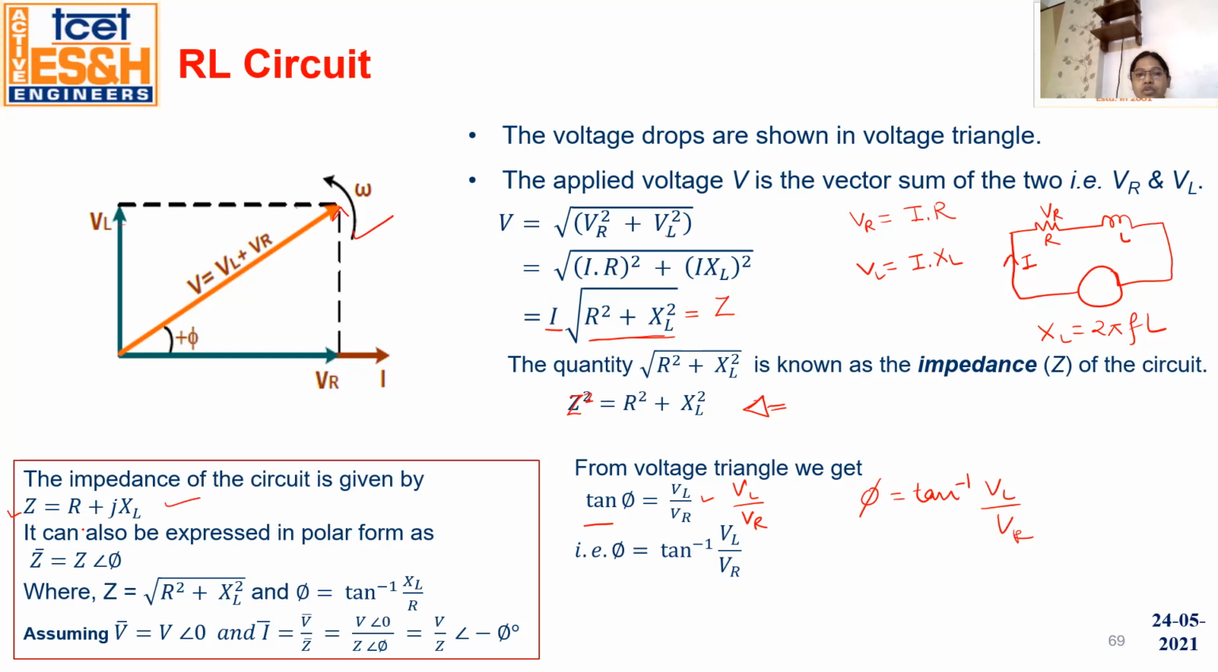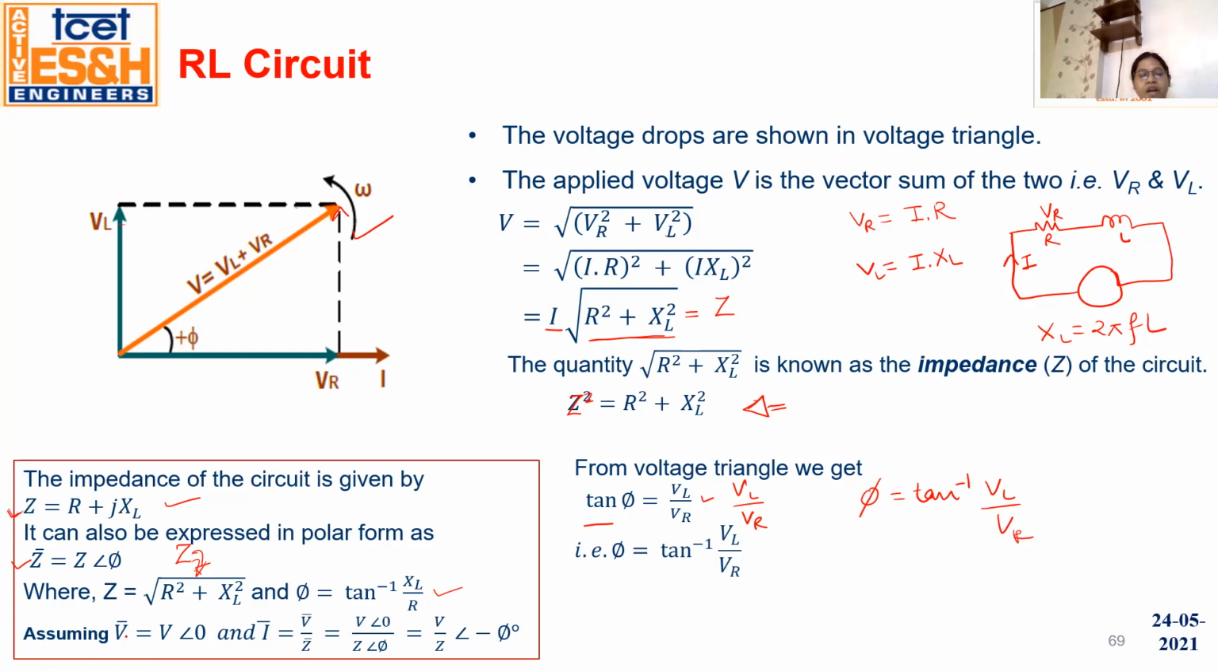And it is also represented in terms of polar. Polar means Z angle of phi. Now what is Z here? Z is like this: the square root of R square plus X square. This is the Z and this is the phi. So this is tan phi, in terms of the impedance and the resistance. This is impedance shown in the polar form, and this is in the rectangular form.